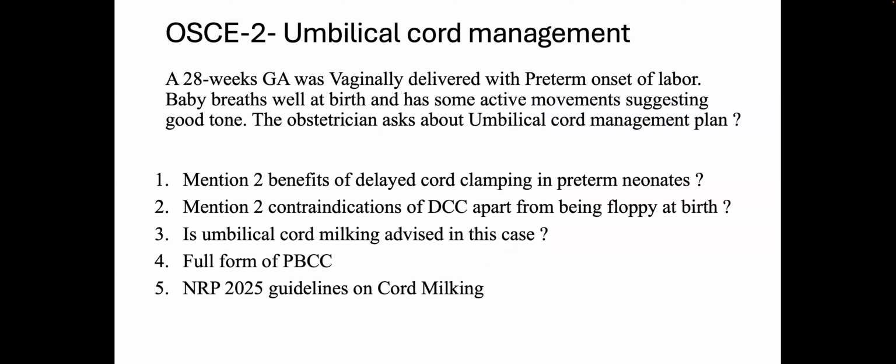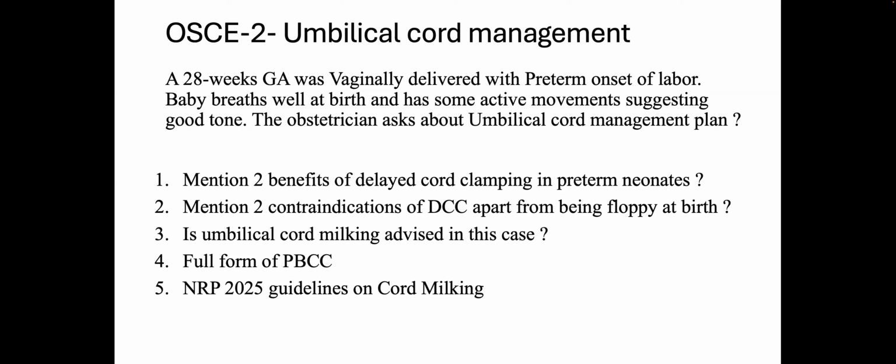So this is about the umbilical cord management, another important aspect of perinatology. A 28-week gestational age mother delivered vaginally with preterm onset of labor. The baby breathes well at birth and has some active movements, suggesting a good tone. The obstetrician asks about the umbilical cord management plan. So now there's a discussion on the umbilical cord management plan in a 28-week gestational age baby who breathed very well at birth.